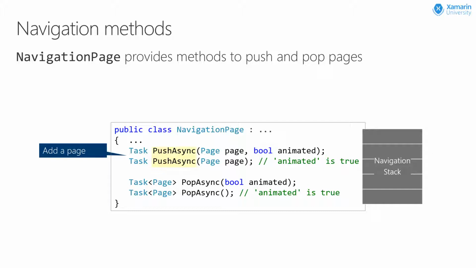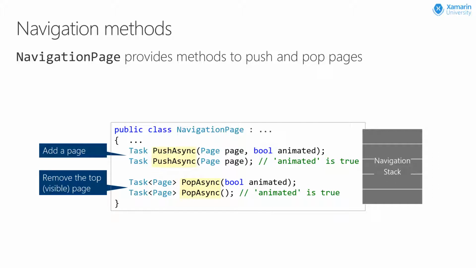And notice there's a couple of overloads. The first takes the page to be navigated to, and a boolean to control animation. If the boolean is true, the default navigation animation will be shown, and this animation is platform specific, and we can pass in false to skip the animation. And the second overload doesn't include the boolean, and it will always show the animation if available.